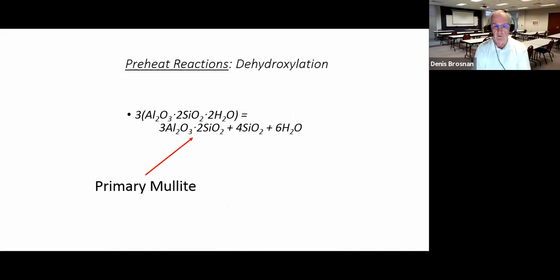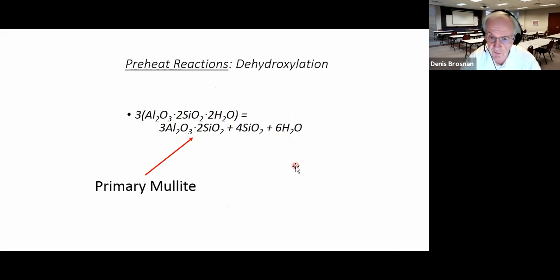Now, here's a chemical representation of dehydroxylation. And this reaction, as it's written, would tend to say that 3 clay units, gram molecular weights of clay, will give us mullite, 3 alumina, 2 silica. That's the formula for mullite. Plus, it's going to kick out some silica, plus 6 water molecules.